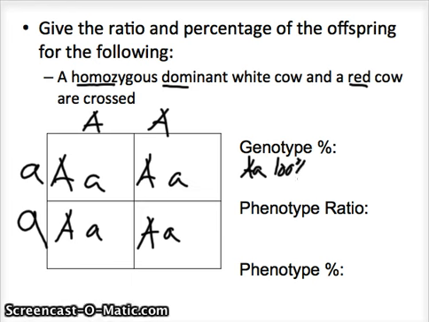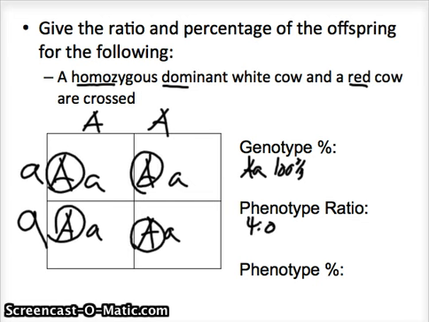So all these guys are going to be big A, little a. They're all going to be carriers. And the phenotype ratio would be 4 to 0 because there's all capital A's in all of our boxes. So 100% will be white.